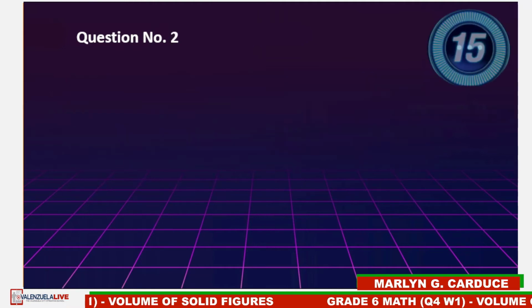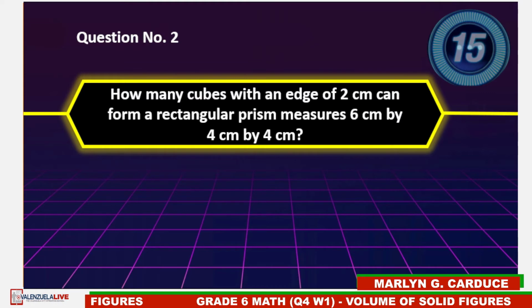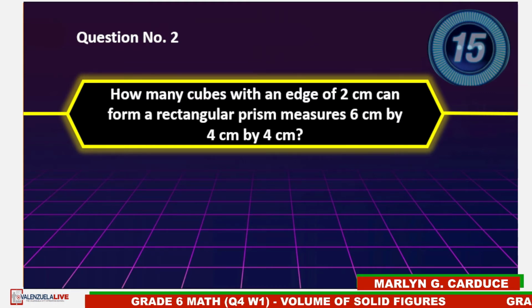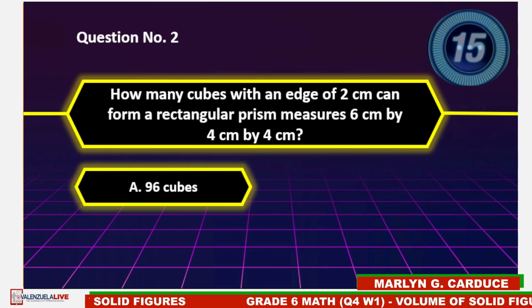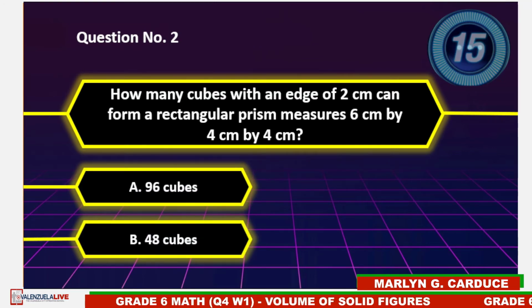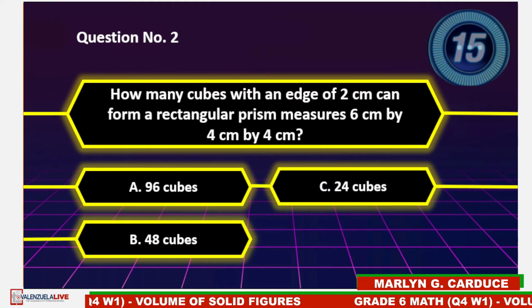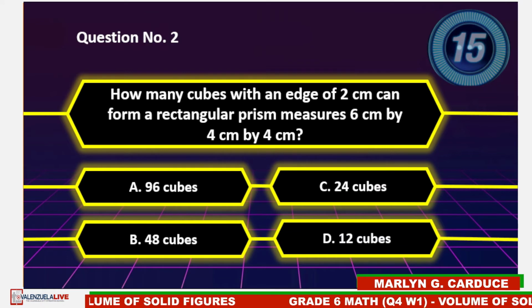Okay, for question number 2, how many cubes with an edge of 2 centimeters can form a rectangular prism measuring 6 centimeters by 4 centimeters by 4 centimeters? Is it letter A, 96 cubes, letter B, 48 cubes, letter C, 24 cubes, or letter D, 12 cubes? Your 15 seconds starts now.